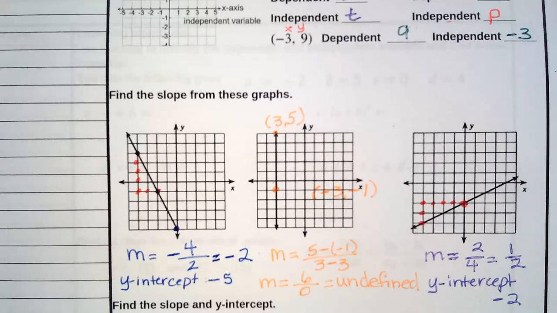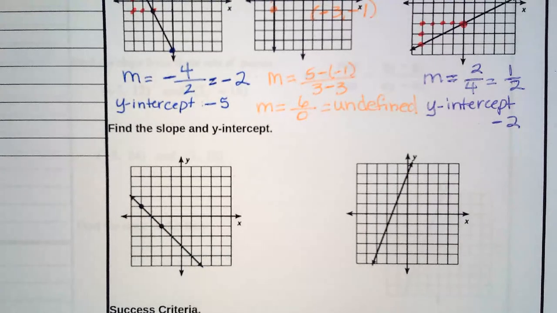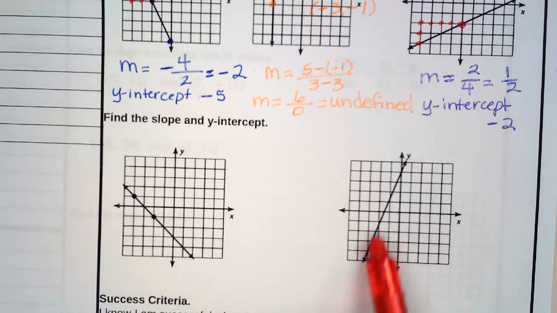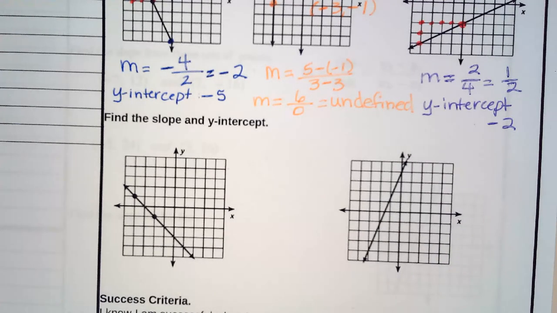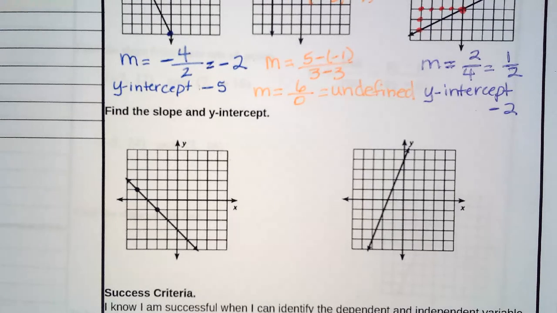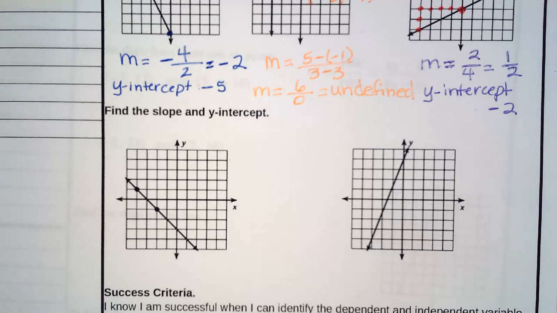Okay, you have two graphs. If you notice, one is negative, one is positive. If it starts at the top and goes down, that's your negative slope. If it starts at the bottom and goes up, that's your positive slope. Pause the video and see if you can identify the slope and the y-intercept on these two graphs. Well, I hope you tried.